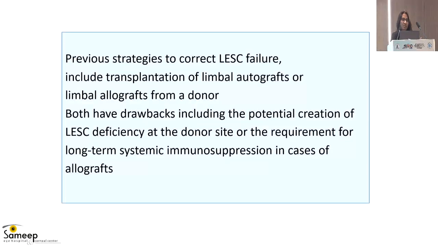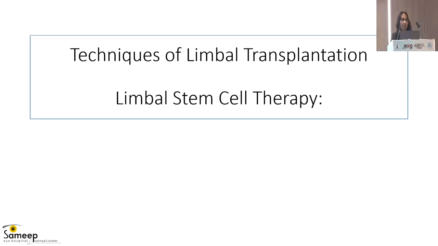Previous strategies to correct limbal epithelial stem cell failure include transplantation of limbal autografts or limbal allografts from a donor. Both have drawbacks, including the potential creation of limbal epithelial stem cell deficiency at the donor site or the requirement for long-term systemic immunosuppression in cases of allografts. So, coming to techniques of limbal transplantation, recently it is more known as limbal stem cell therapy.